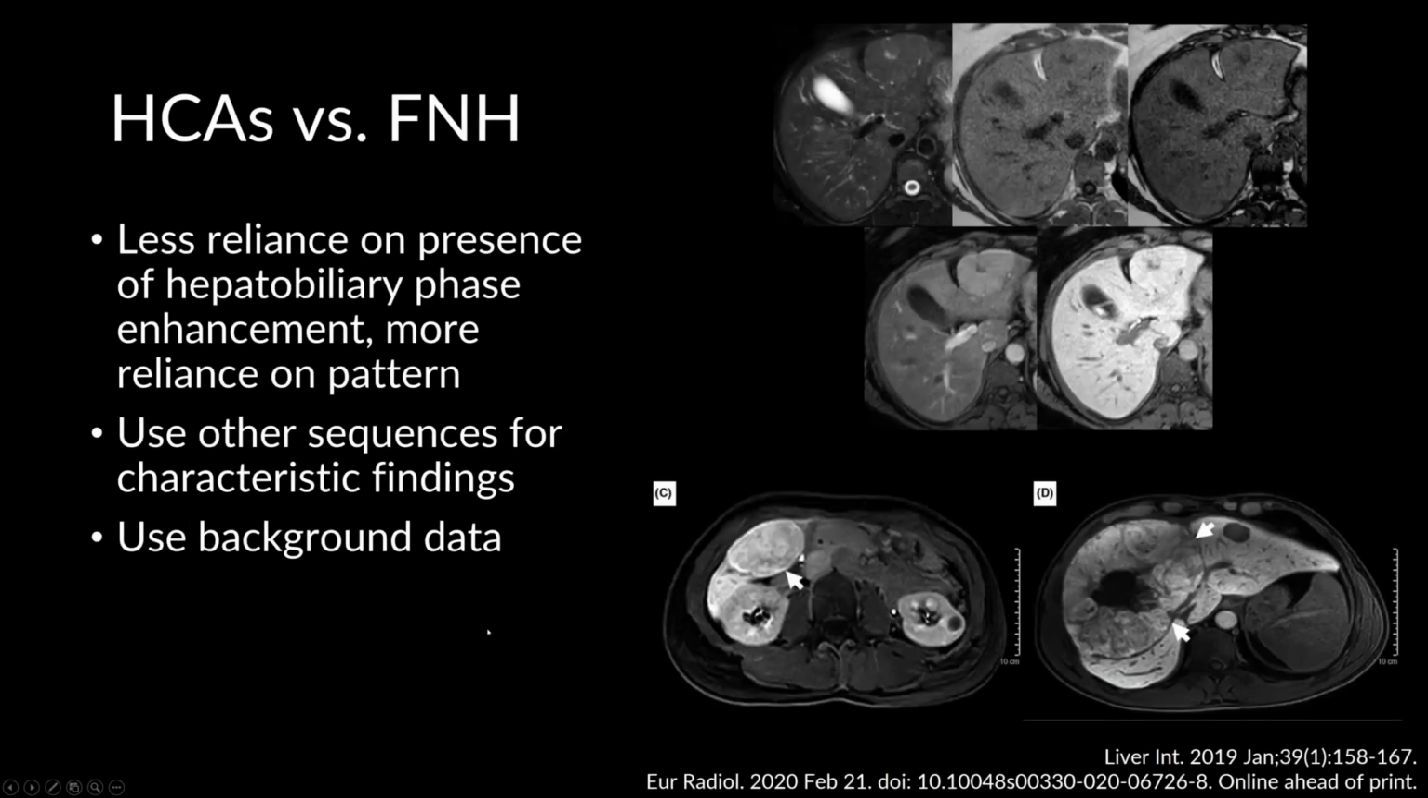So what do we do about this uptake on hepatobiliary phase? Because when Gadoxetate first came on the market, it was a black and white answer of yes, there is uptake, and that means it's FNH. No, there is not. That means it's more likely to be an adenoma. As we've learned more over the years, we realize it's not so cut and dry.